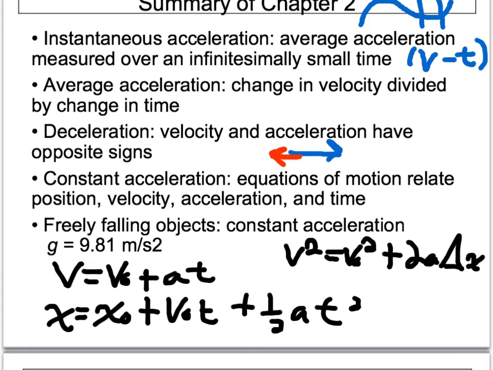And all freely falling objects on Earth have a constant acceleration of g equals 9.81 meters per second squared, pointing straight downward, always on Earth.